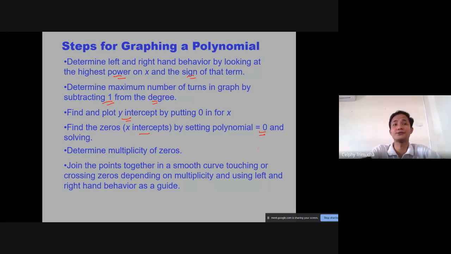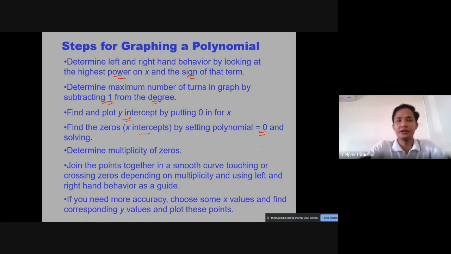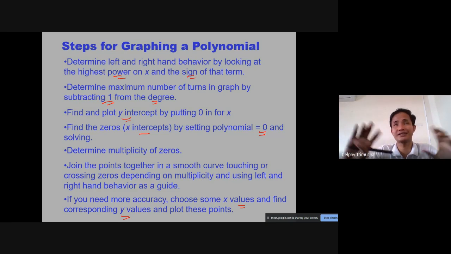Next, himuon natin is to join the points together in a smooth curve, either touching or crossing zeros depending on its multiplicity and using left and right hand behavior as aton nga guide. So if you need more accuracy sa aton nga graph, pwede ka mag-plug in kada ikaw mga hatag value of x and then pangitaon natin ang corresponding values ng y. So at least you have a concept na kung paano natin makita ang graph of a certain polynomial, kung diin siya ga-touch, diin siya ga-cross sa aton nga coordinate system.